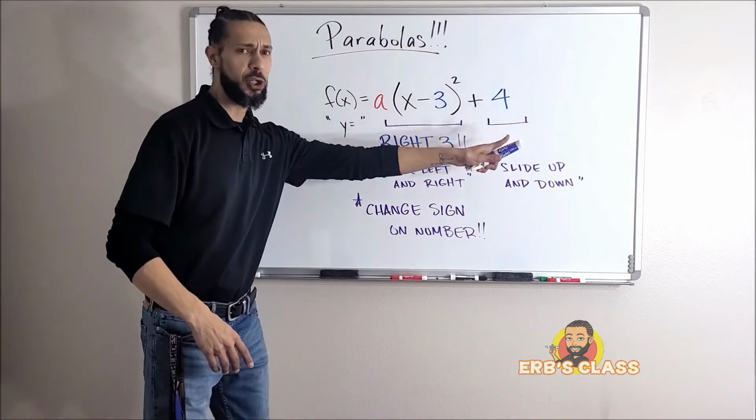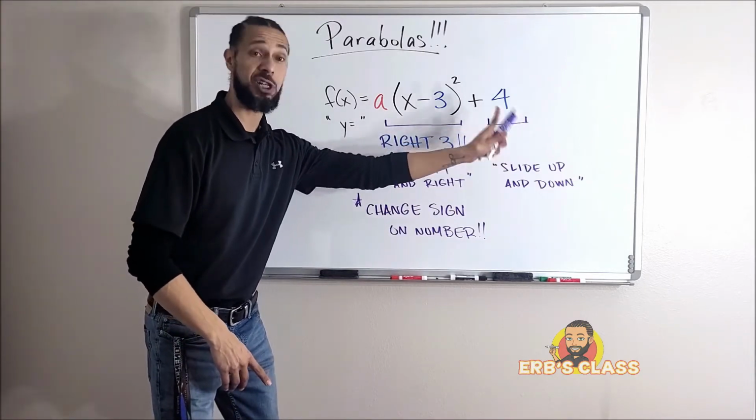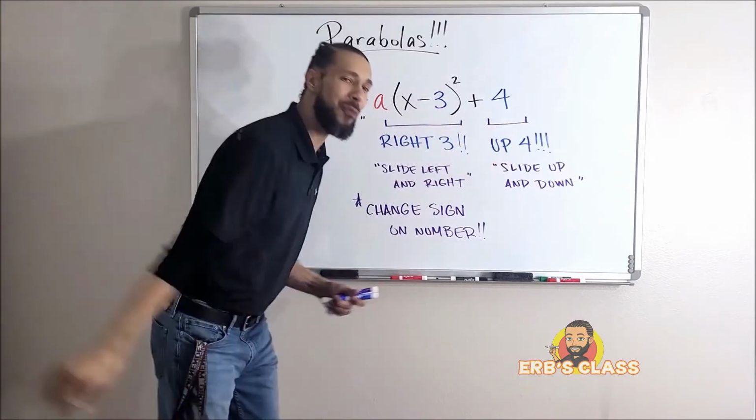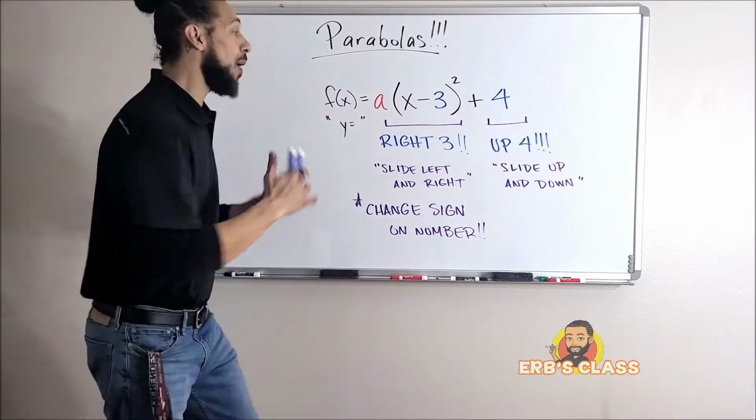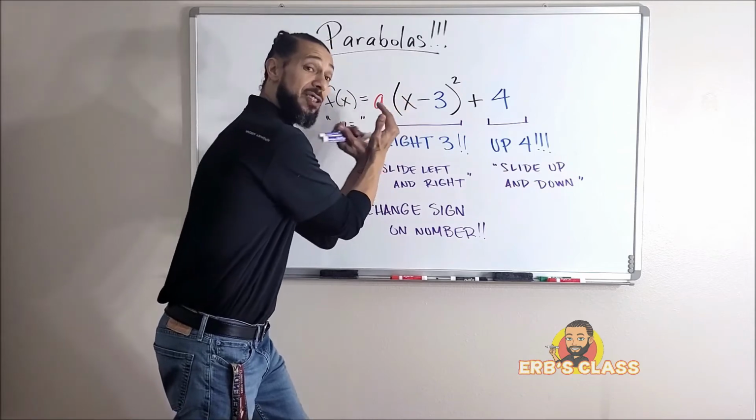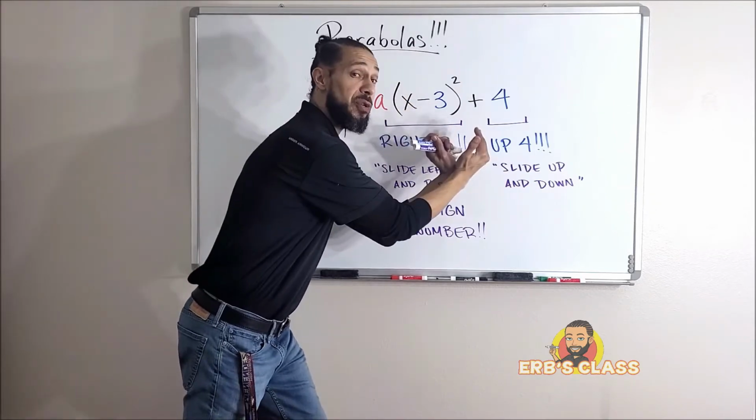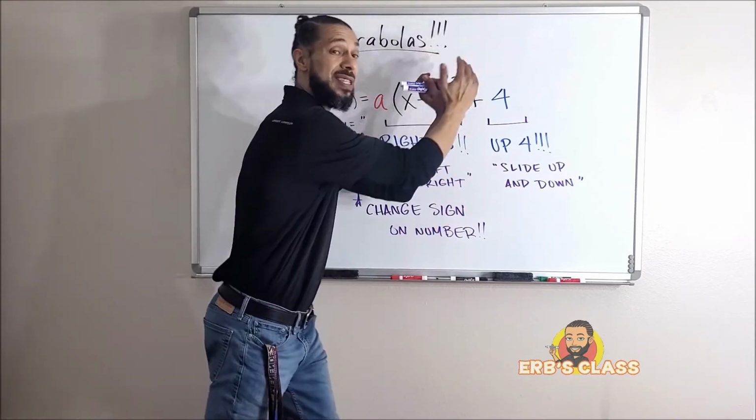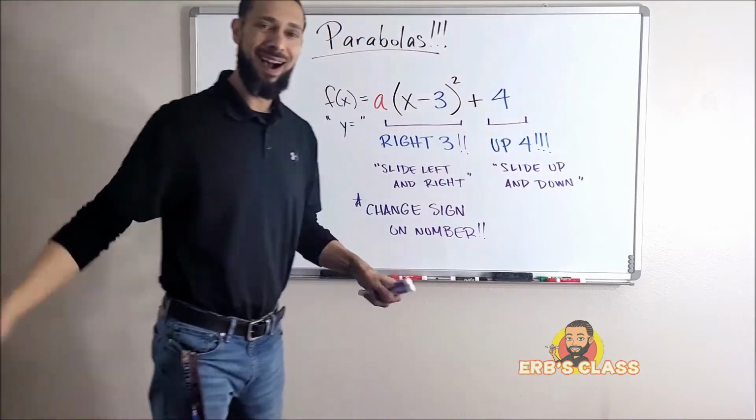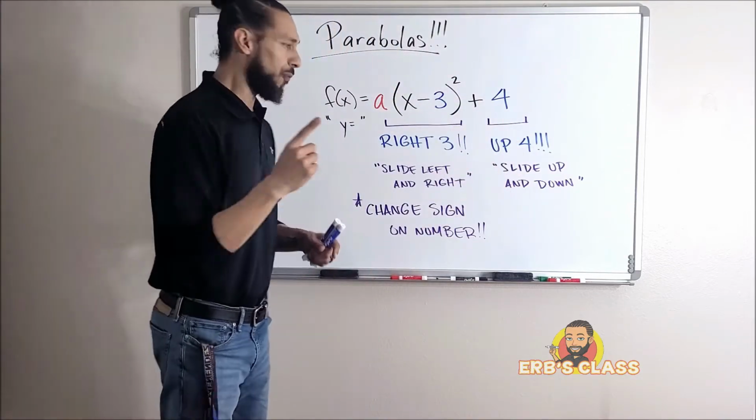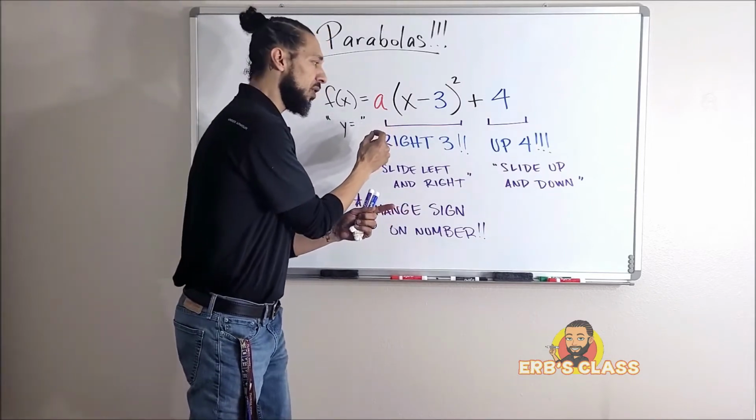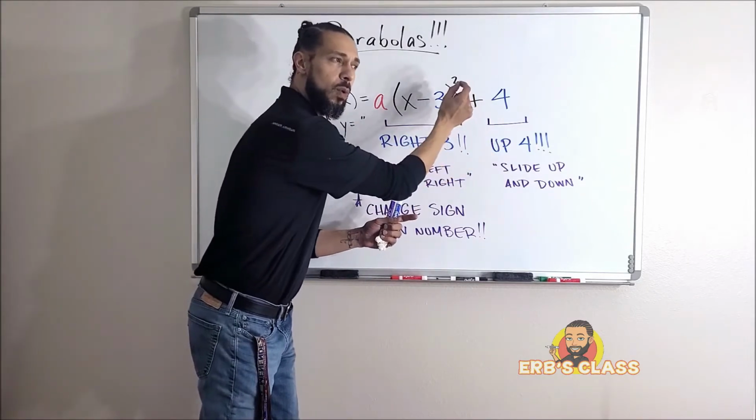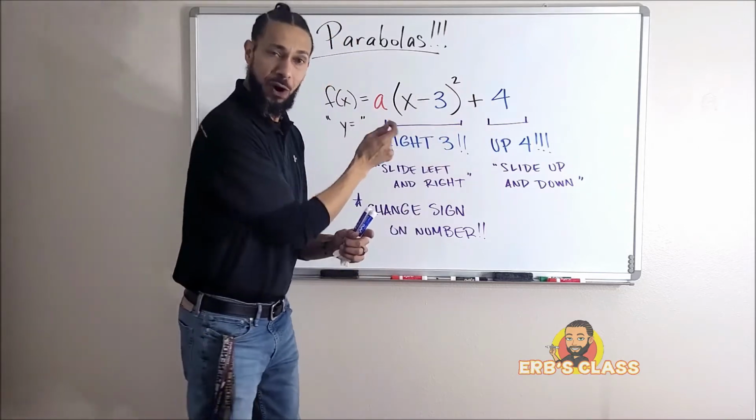Now same for the vertical, except now we don't have to change the sign. So this positive means up 4. Exactly right. So I would take my entire parabola that started at the origin, I would move it right 3 spaces, up 4 spaces, and have my new parabola. Now wait a minute. If we're starting at the origin, where the coordinates are 0, 0, and I move right 3 and up 4, wouldn't those be the coordinates of my new vertex?